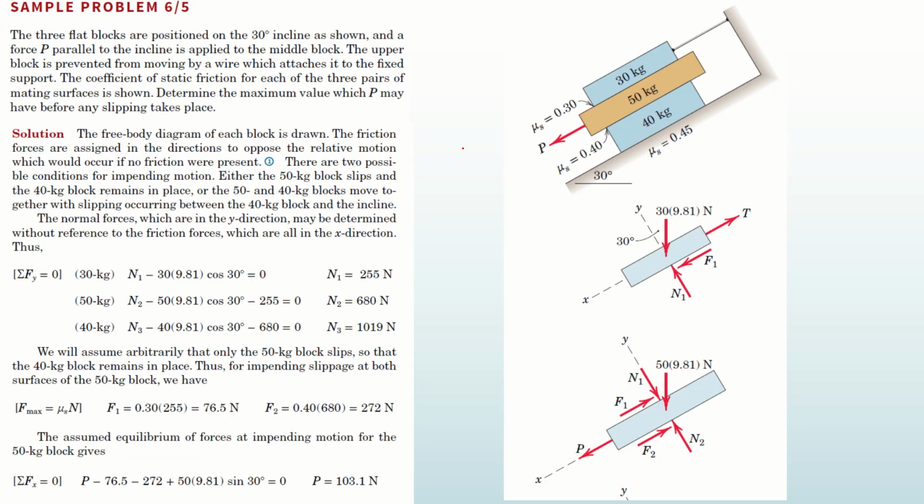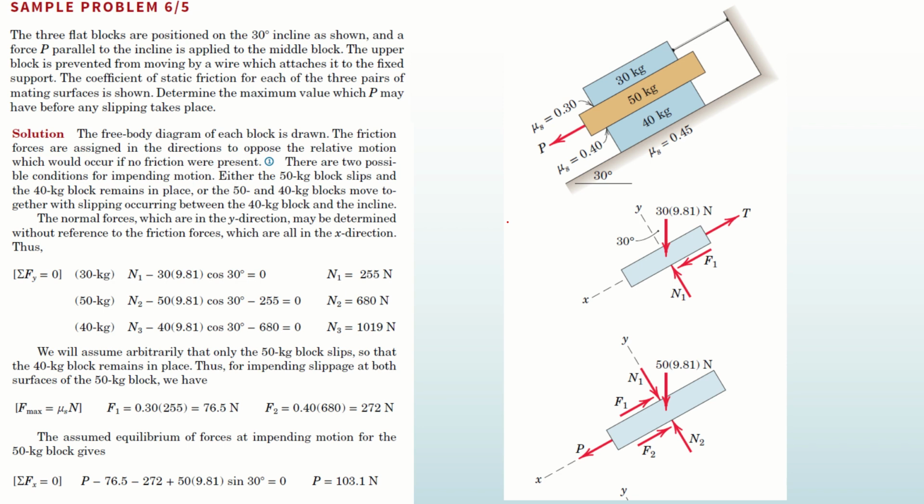Wow. The next one is a very interesting numerical. So let us discuss this numerical. The three flat blocks are positioned on a 30 degree incline as shown in the figure, and a force P parallel to the incline is applied to the middle block. The upper block is prevented from moving by a wire which is attached to a fixed support. The coefficient of static friction for each of the three pairs of mating surfaces is shown. You can see mu s between the 30 kg and 50 kg blocks is 0.3, and between 50 kg and 40 kg is 0.4. Determine the maximum value which P may have before slipping takes place.